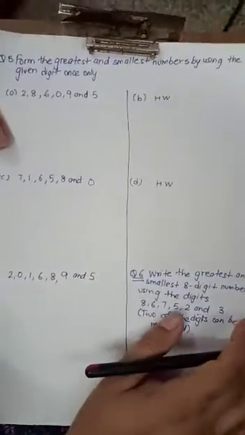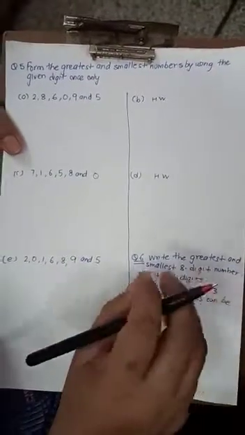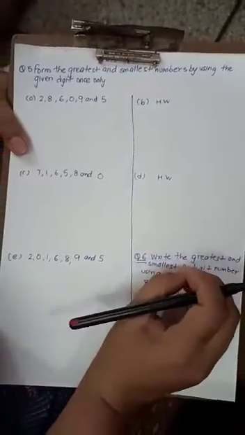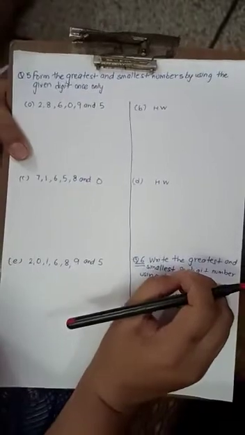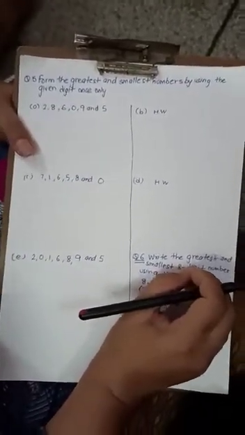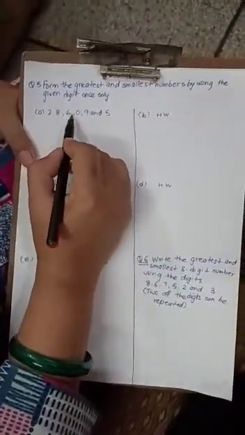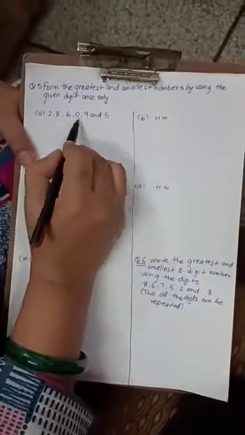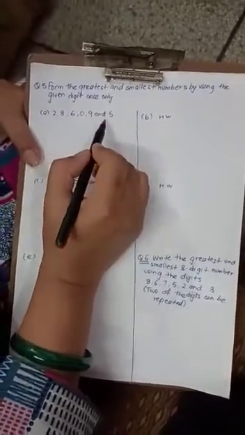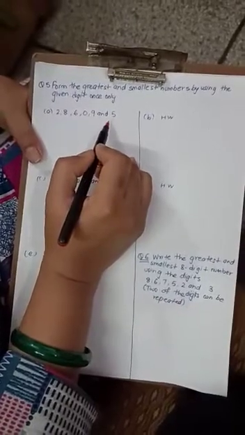Welcome back. So coming on to the new concept, that is formation of a smallest possible digit number using given digits. We can form the smallest possible number or the greatest possible number. So suppose these digits are given here: 2, 8, 6, 0, 9 and 5. Using these digits only, we have to form the smallest possible number and the greatest possible number.